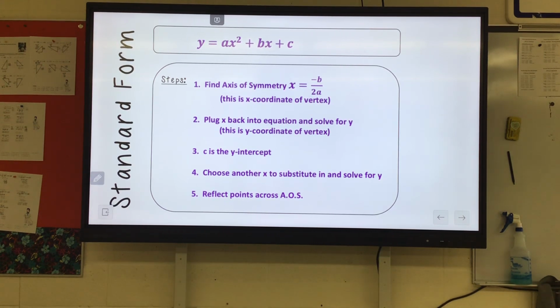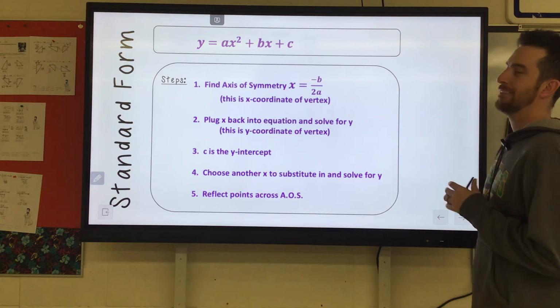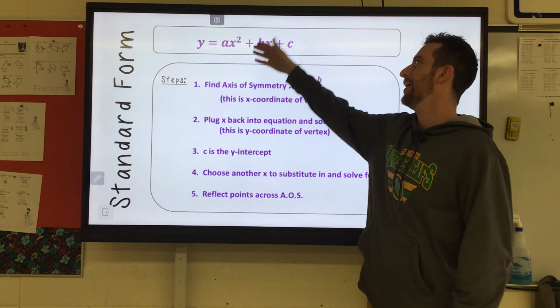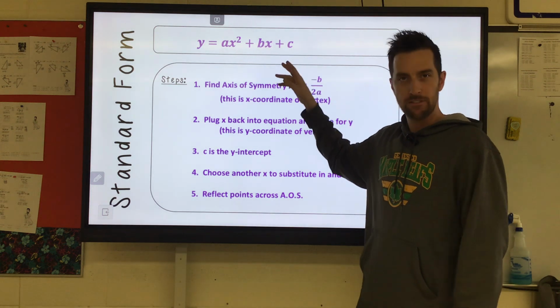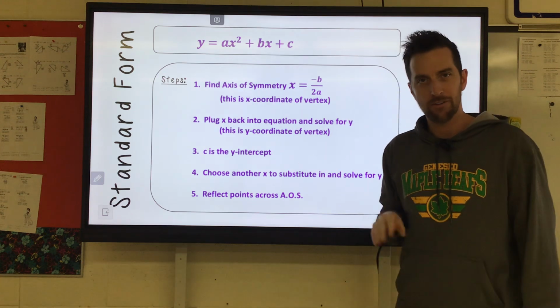Today we're graphing quadratic equations in standard form. This is where it's set up ready to go for the quadratic formula. You've got ax squared plus bx plus c. It's all over there. So here are the steps. Feel free to pause if you want to write these down.